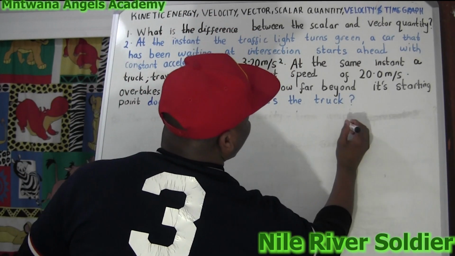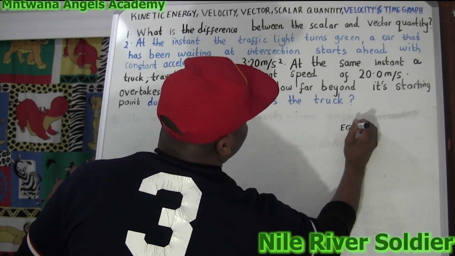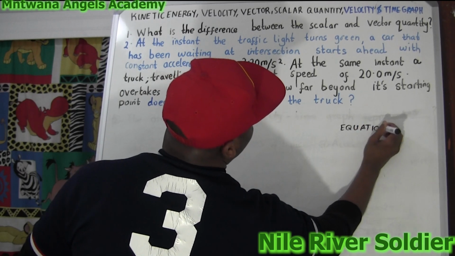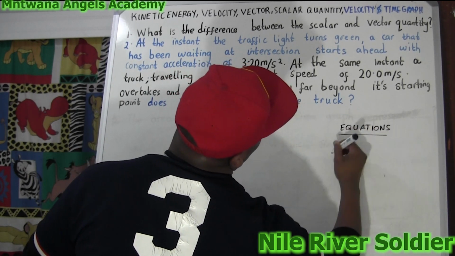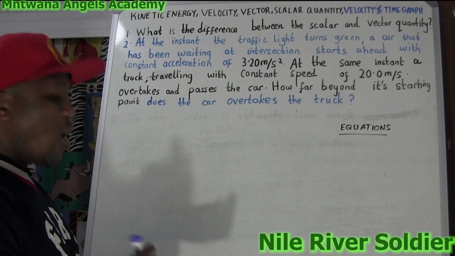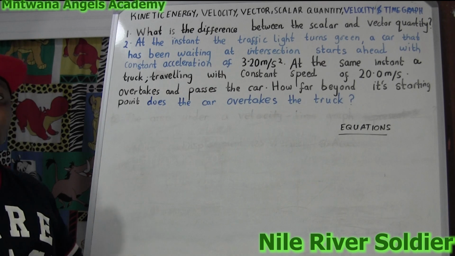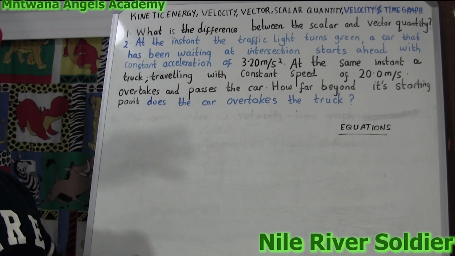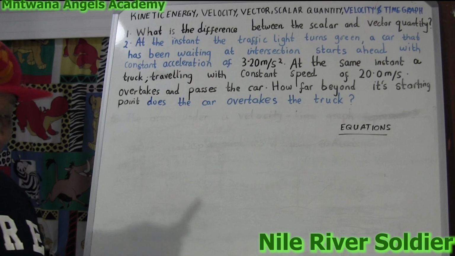Equations of motion are about the motion of objects or particles. We have a lot of them, and some books write a lot of complication. I'm going to give only three equations, and with any of these you can solve this type of question.